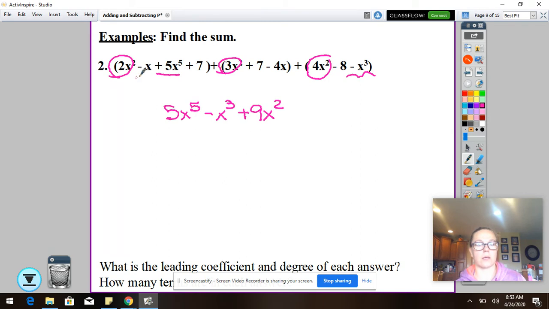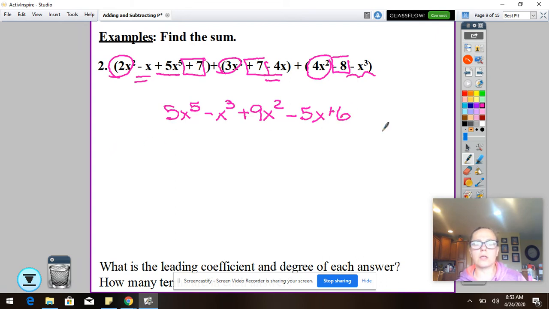Now I look, and I have my negative x, my negative 4x, and those are the only terms with x. So negative 1 plus negative 4 is negative 5x. And last but not least, I have 7, and negative 8. So I know 7 plus 7 is 14, minus 8 is 6.